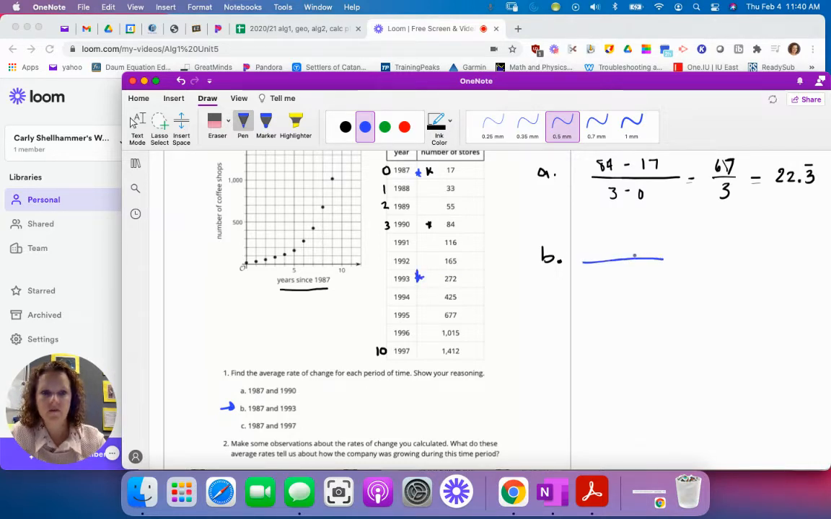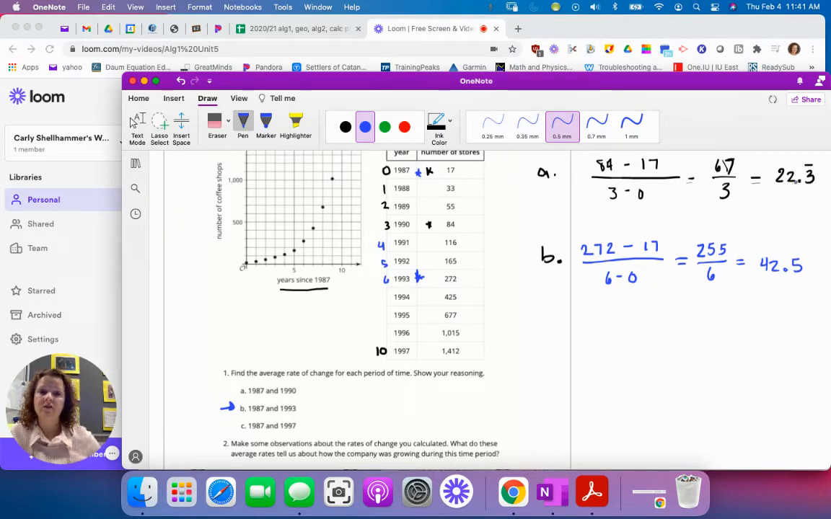So we'll do the number of stores: 272 minus 17 over 6 minus 0. 272 minus 17, divide by 6. That is 255 over 6, 42.5. So here, our average rate of change for those first 3 years is kind of small.